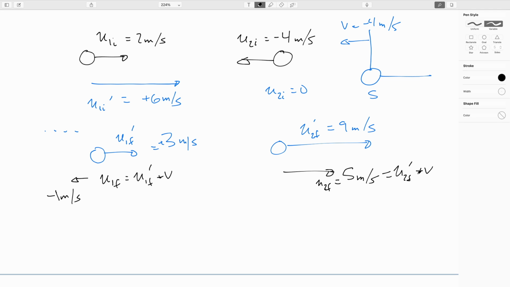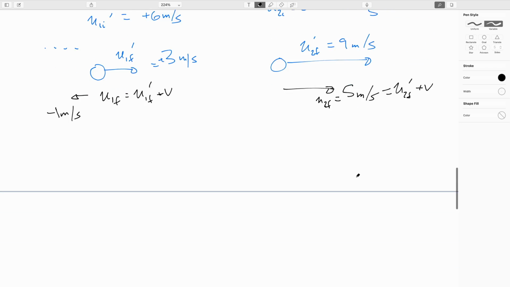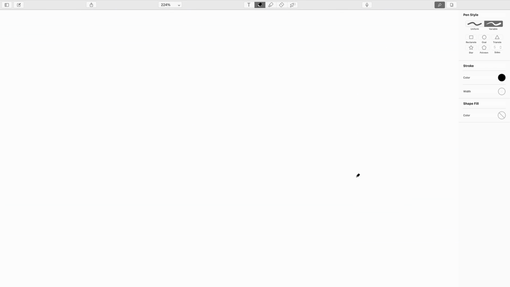So oftentimes it's easier to do these kinds of calculations in a frame where one thing is at least initially stationary, because it makes the math 0. This was the sort of thing you did when you learned about elastic collisions. All right. Well, anyway, let's go and see what the problem is.